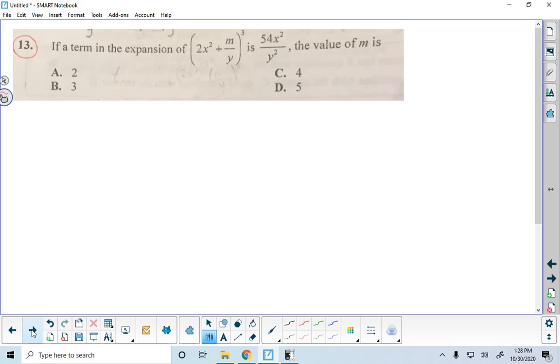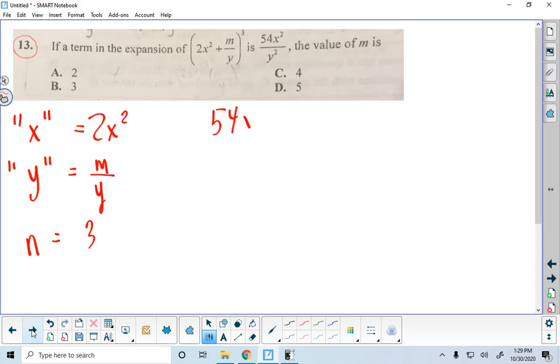The next question is a binomial theorem question, and you have 2x squared plus m over y raised to the 3. You're told that one of the terms in the expansion will be 54x squared over y squared. Now, I'm going to write out what we know. In this binomial expansion, x is actually 2x squared. Y is m over y. N is equal to the exponent on the binomial, which is 3, and we have a term. We don't know which term this is, but 54x squared over y squared is a term.